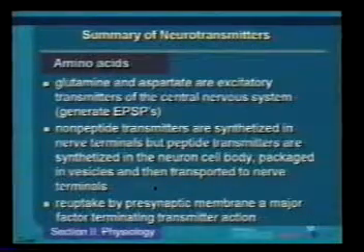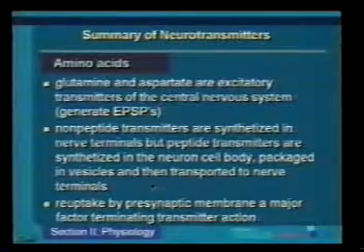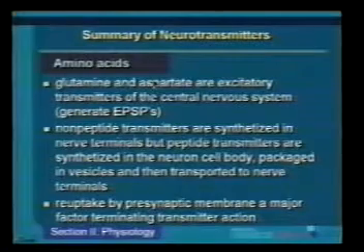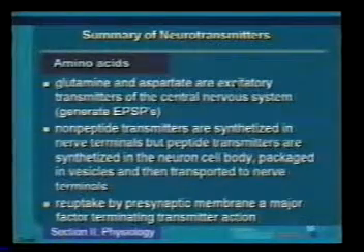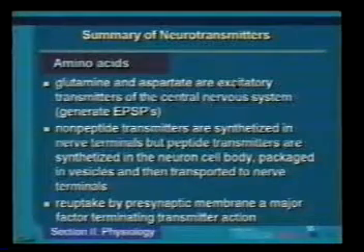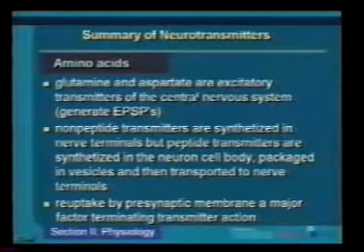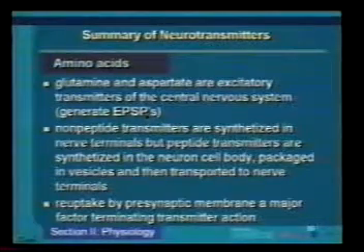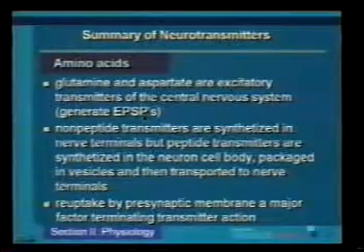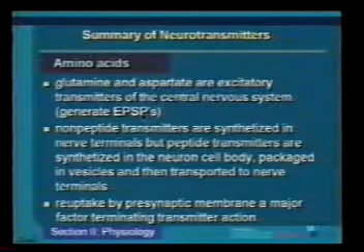Now, two other amino acids you'd be aware of are glutamate and aspartate. And these are basically excitatory transmitters. These transmitters will open sodium channels and create EPSPs then. They stimulate or are considered excitatory.